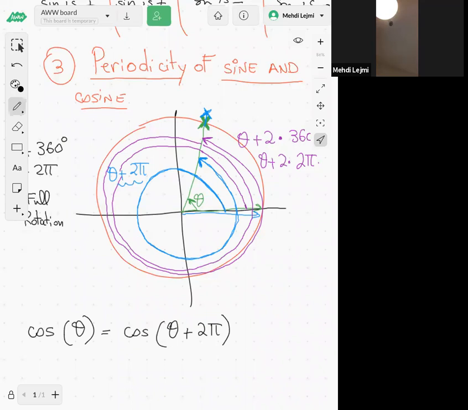So we're going to have the same x coordinate and the same y coordinate. So cosine of theta plus 2 pi is also equal to the cosine of theta plus 2 times 360. That's the same thing as cosine of theta.